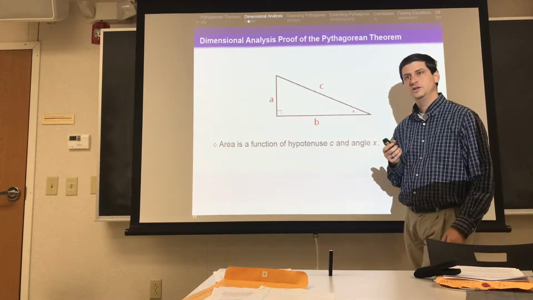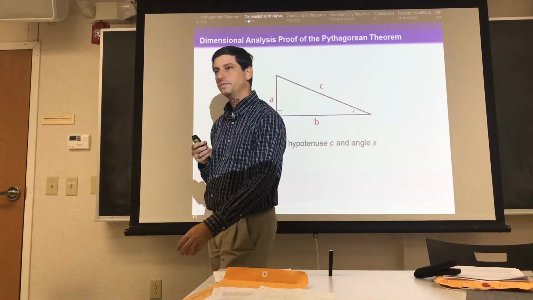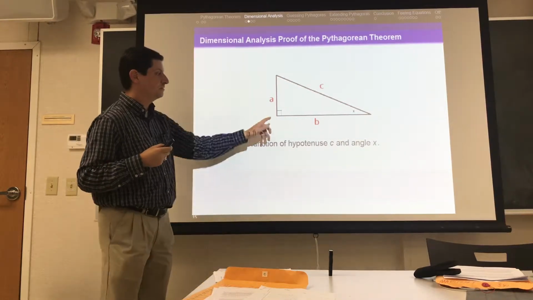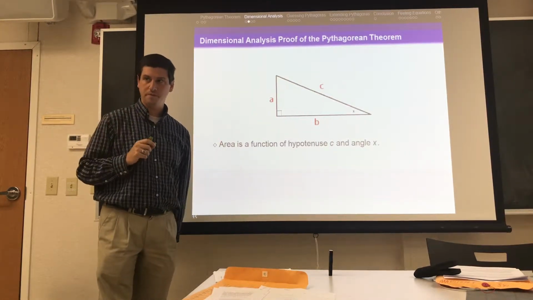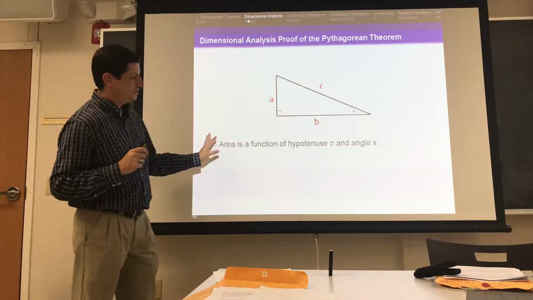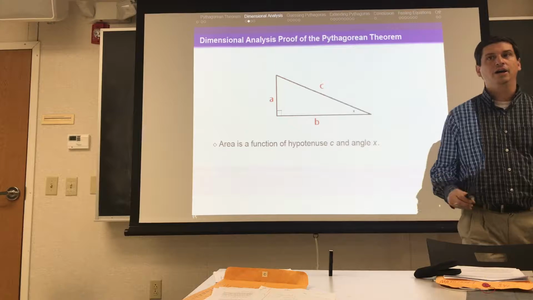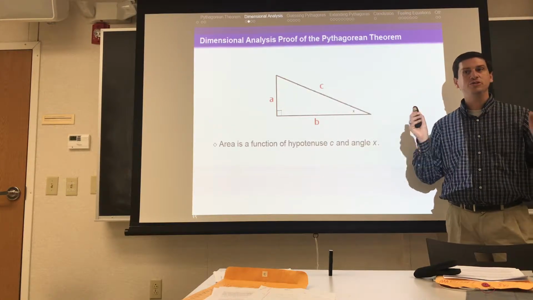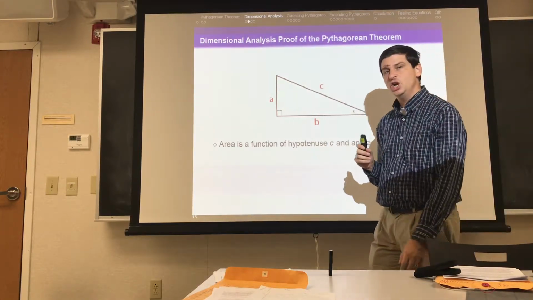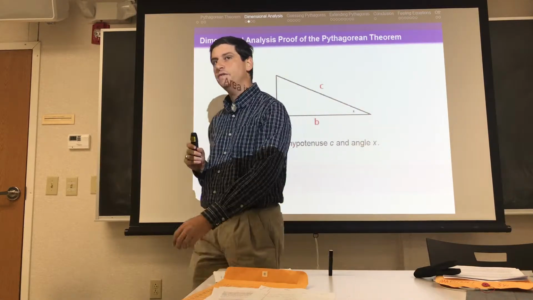Did you have a question? It's just assuming it's a right triangle. Yes. So we are doing a right triangle. So everybody agrees that the area is a function of the hypotenuse and the angle x. If I use these things called sines and cosines, I can even write down explicitly what it is. Do you agree that it depends on the square of the hypotenuse?